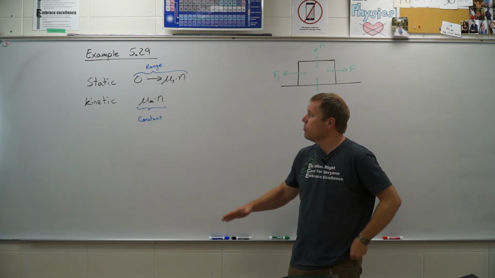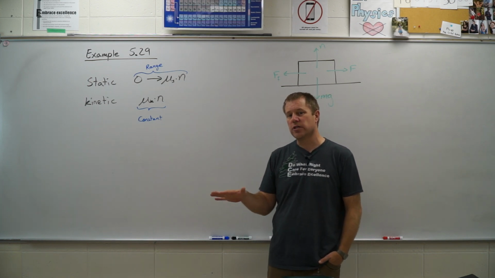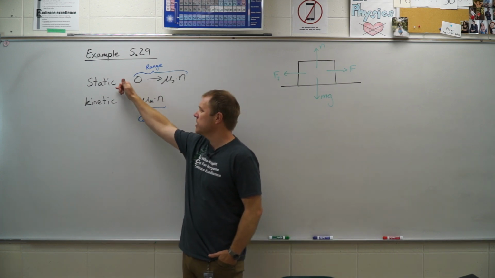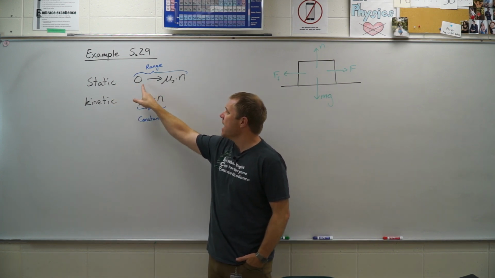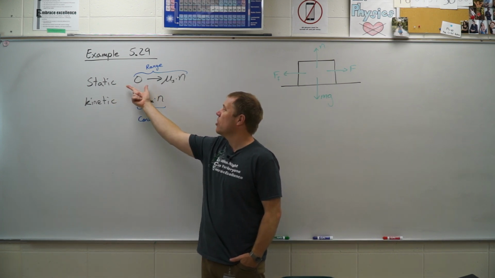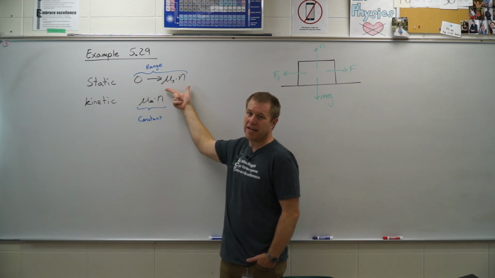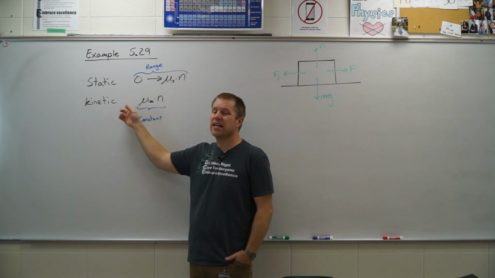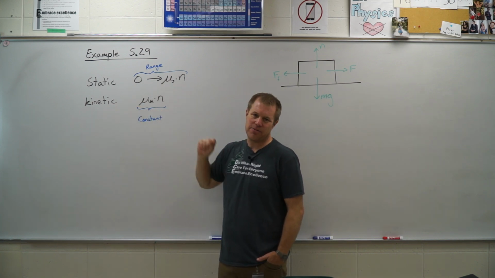Okay. So when we're talking about friction, there's two types of friction. There's static friction and kinetic friction. Static friction is when it has a range. It goes from 0 up to a maximum value. Kinetic is always a constant value.